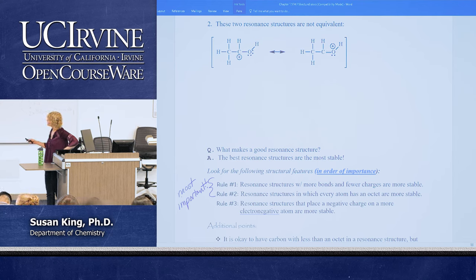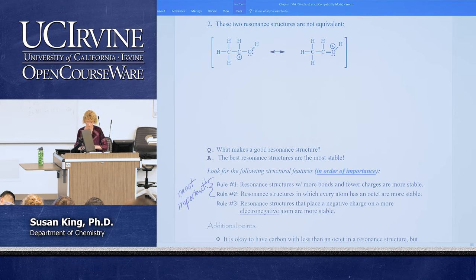However, this carbon does not have an octet. This carbon also has one less covalent bond here. Okay? There's one less covalent bond here. So it's not the best one. We would call this one minor. We would call this one major. So the charge is the last thing you look at. The first thing you look at is, have we maximized the number of covalent bonds? Do all atoms have an octet? So this is a minor resonance contributor, and this is a major resonance contributor.